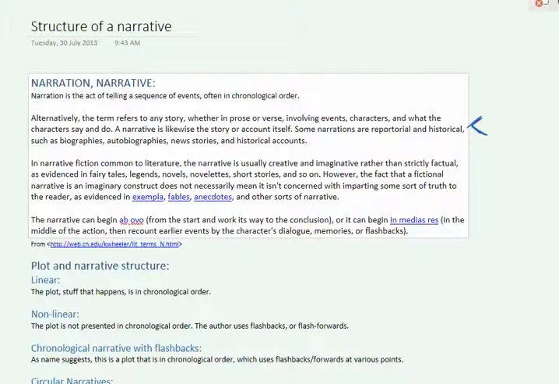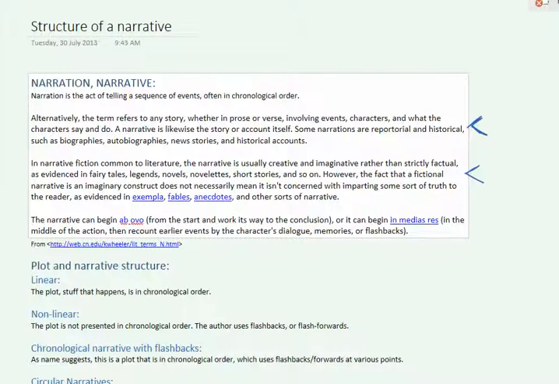In narrative fiction, common to literature, which is also what we're interested in, the narrative is usually creative and imaginative rather than strictly factual. The fact that a fictional narrative is an imaginary construct does not necessarily mean it isn't concerned with imparting some sort of truth to the reader.